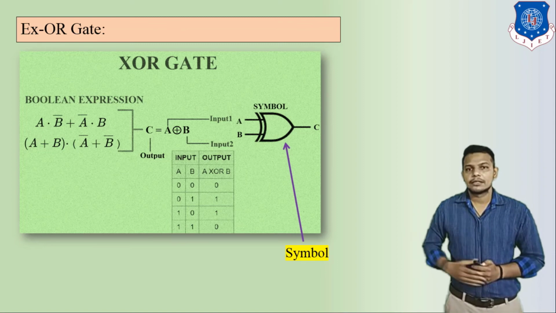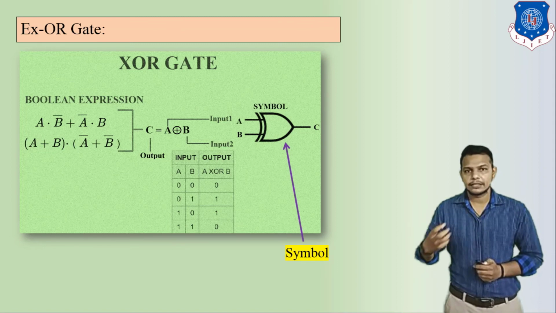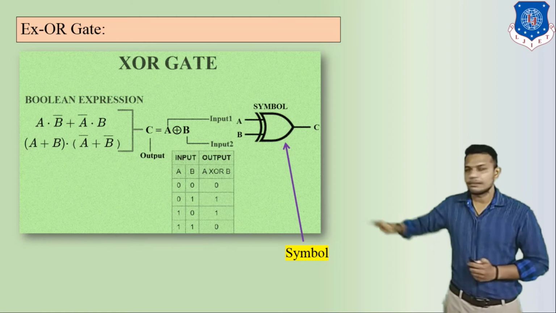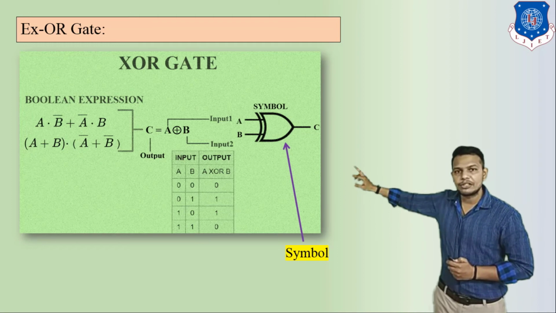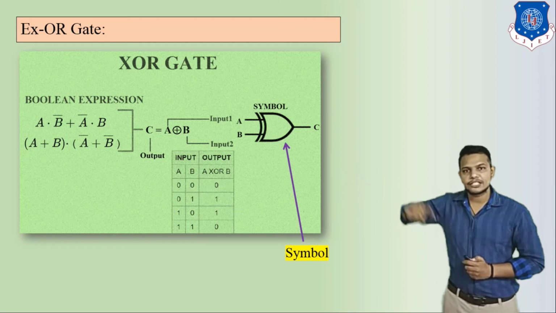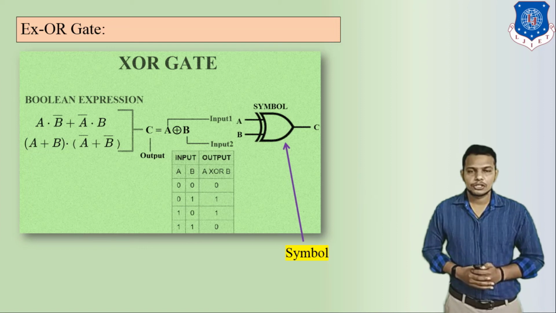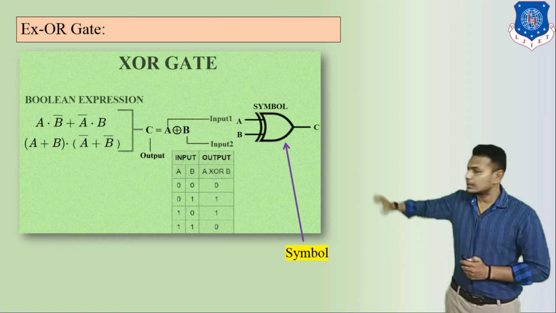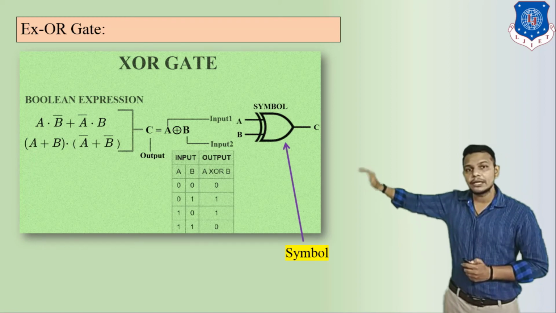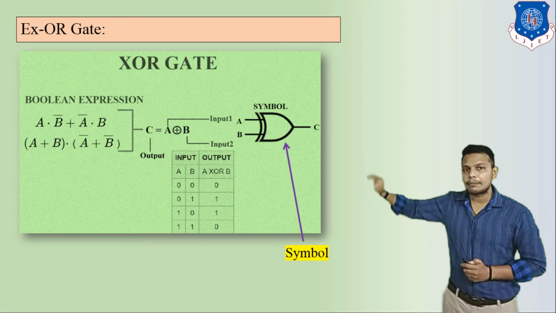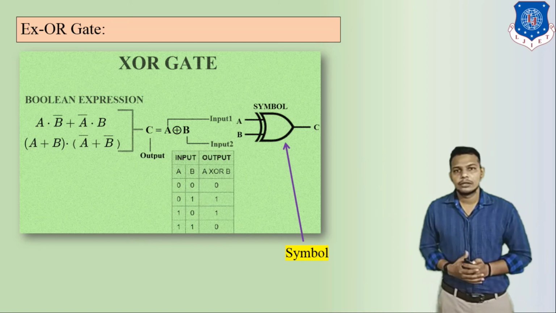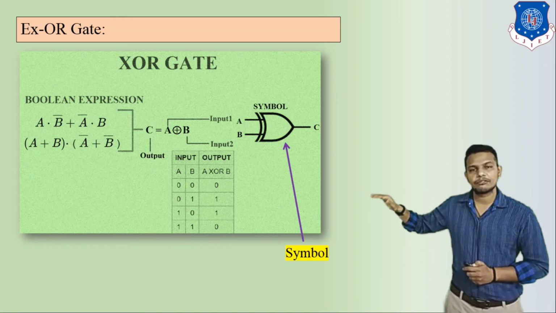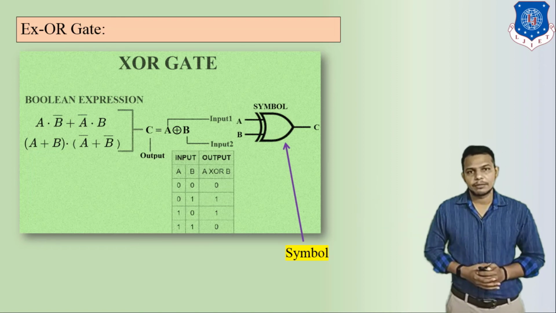Now its Boolean expression. Here we can see C is equal to A exclusive OR B. Here we can see one symbol between the A and B, that is known as the exclusive OR symbol. So we can say A exclusive OR B, or we can say C is equal to A into B bar plus A bar into B. That is your exclusive OR Boolean expression. And through this expression we can work out its possibilities.